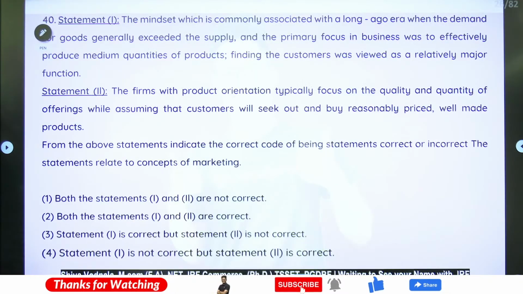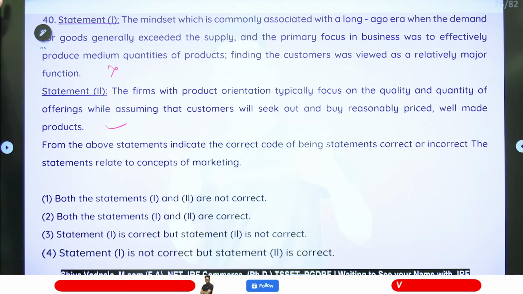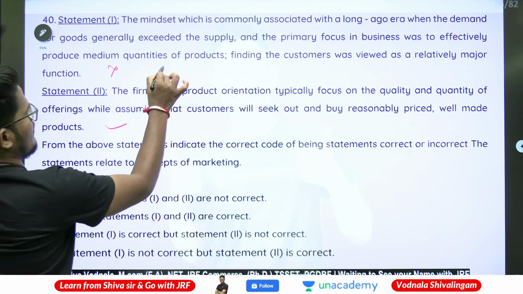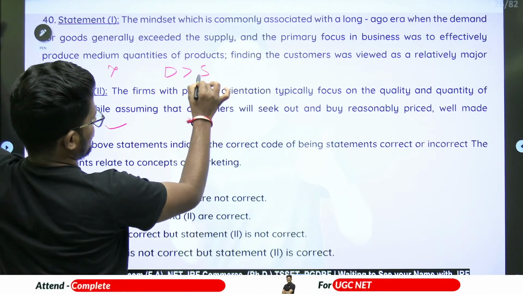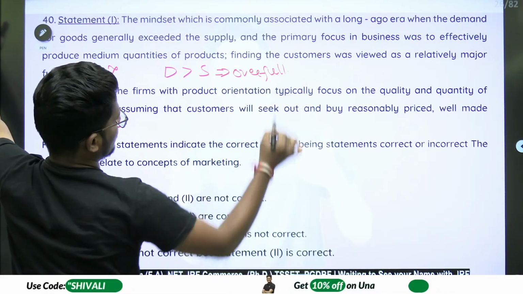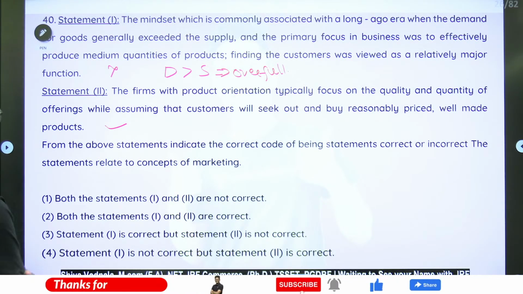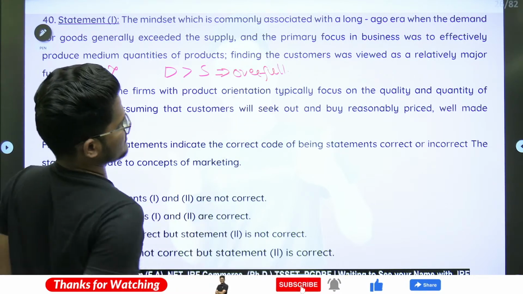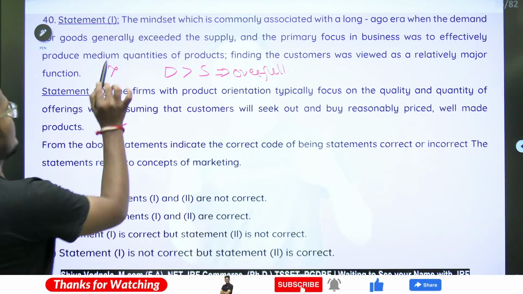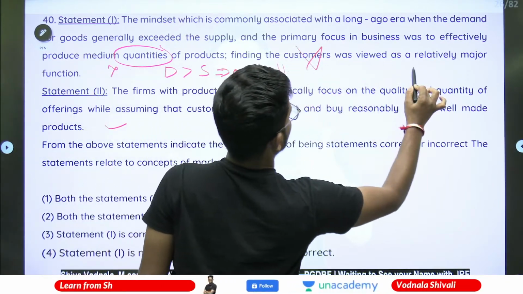So the answer is given as 4, which is statement 1 not correct, 2 is correct. Why is it not correct? The mindset which is associated with a long ago era when the demand for goods exceeds the supply. Demand exceeded supply. This is overfull demand. And the primary focus is to effectively produce medium quantities of products, and finding the customers was viewed as a relatively major function. If the major concentration is on quantity, the customer will never be viewed as major.